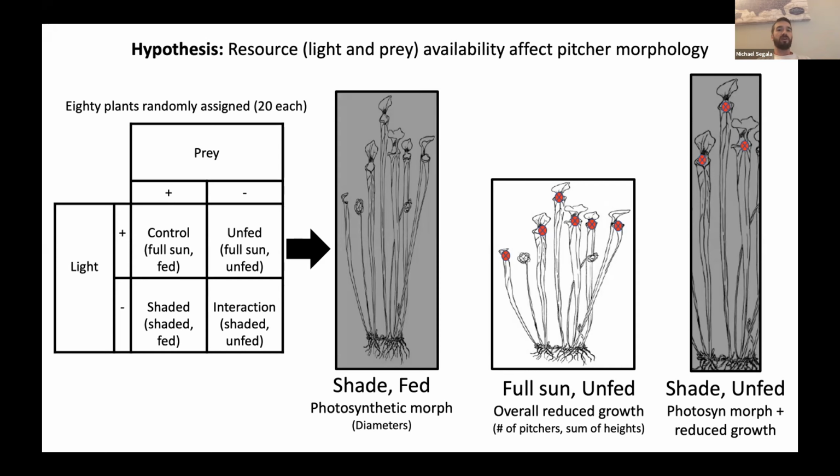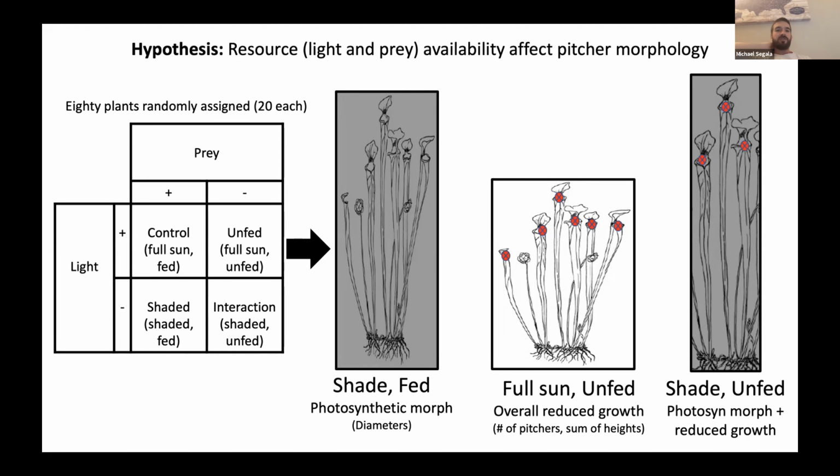An important point about these plants is that the pitcher opening is correlated to prey capture. A larger opening captures more prey and a smaller opening captures less. We hypothesize that those in the shade treatment will be light limited, so they'll exhibit a photosynthetic morphology in which they'll focus less on prey capture and try to maximize light absorption by producing pitchers that are taller with smaller diameters compared to the controls.